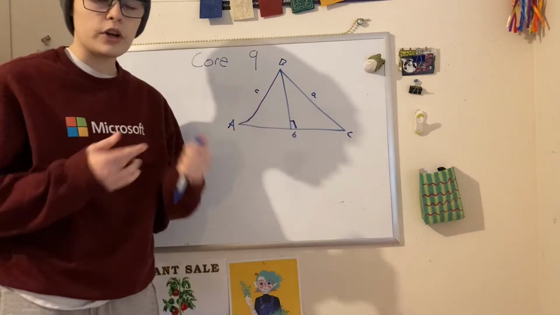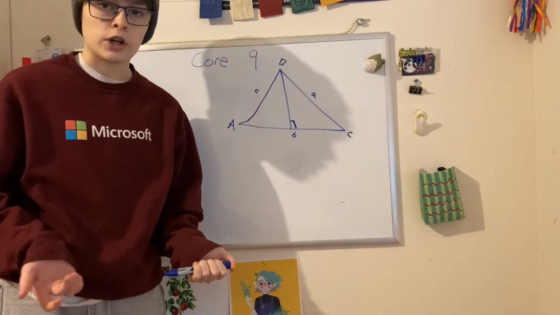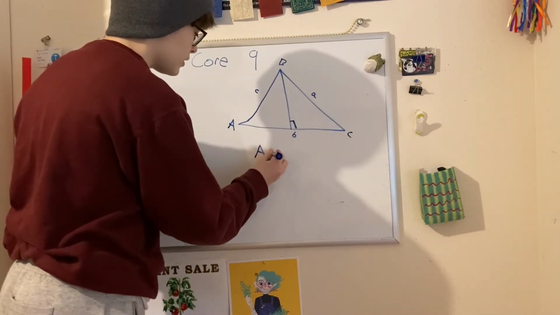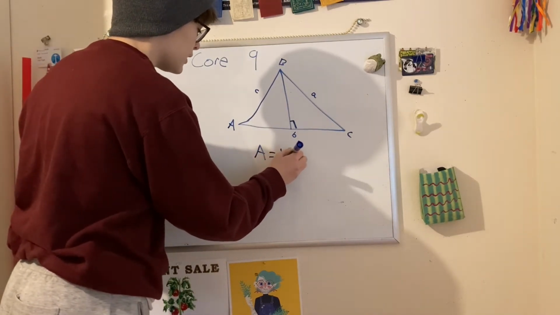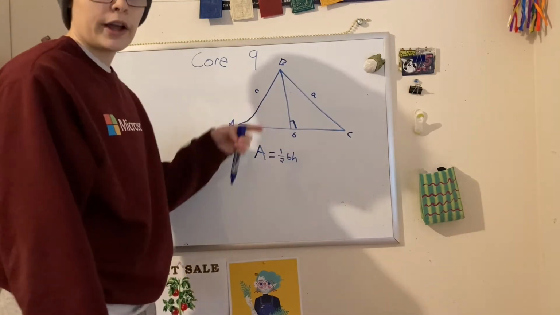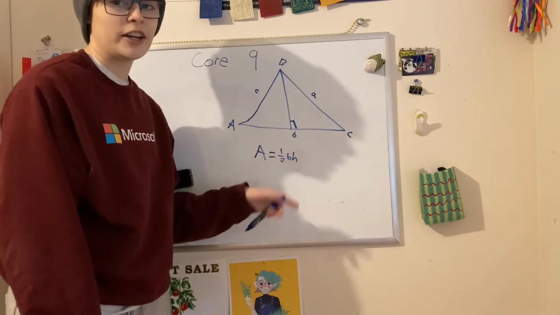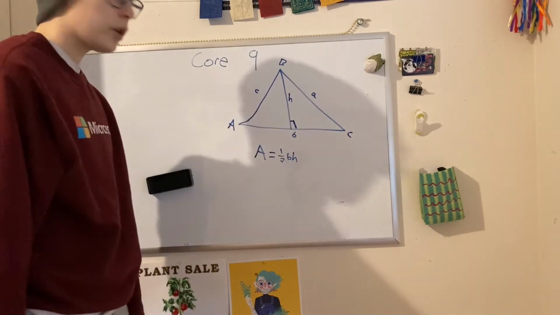Now, we know the area formula of a non-right triangle, or any triangle. That is that area, don't get these two confused, equals 1/2 base times height. However, we don't know the height. We know the base is b, conveniently, so we can just keep that the same letter. But we don't know the height, and so we're going to try to find the height.